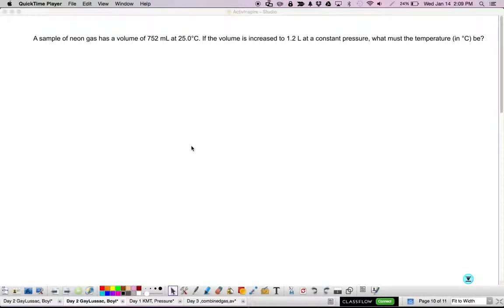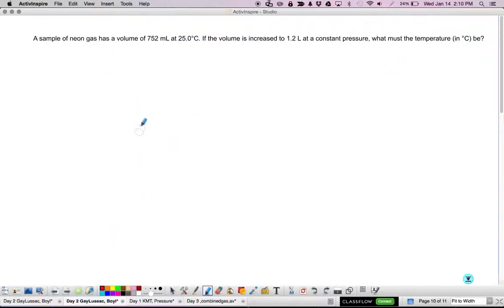So, people sometimes have trouble the first time that they see a problem like this. All right? So, let's take a look through and see what we're up against. A sample of neon gas has a volume of 752 milliliters at 25 degrees Celsius. The volume is increased to 1.2 liters at a constant pressure. What must be the temperature in degrees Celsius?